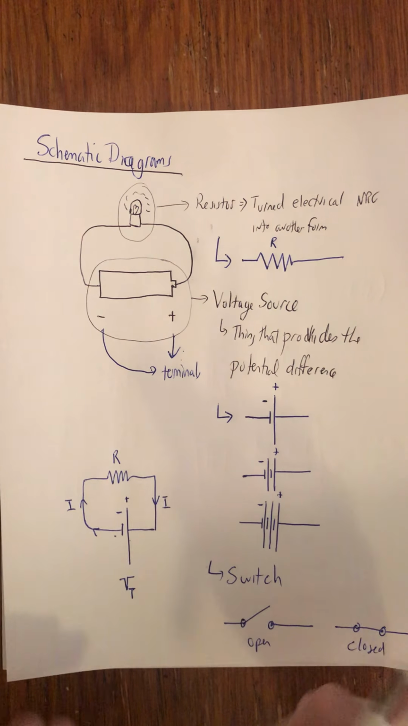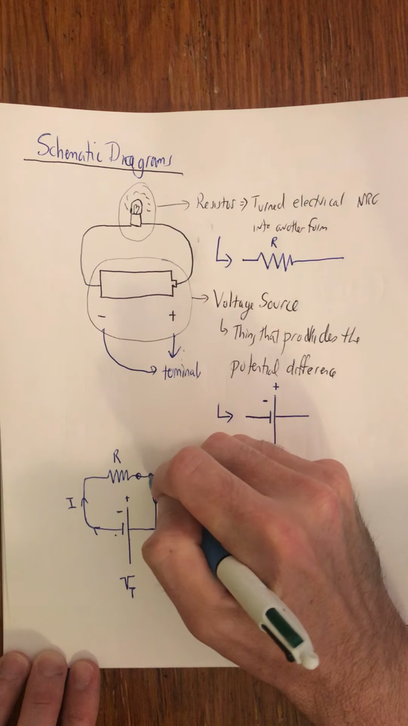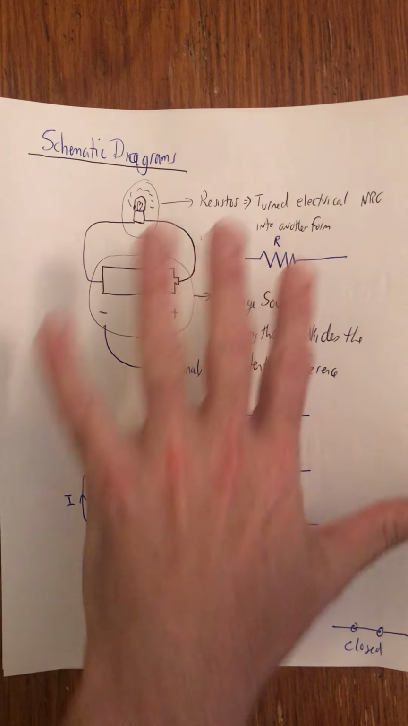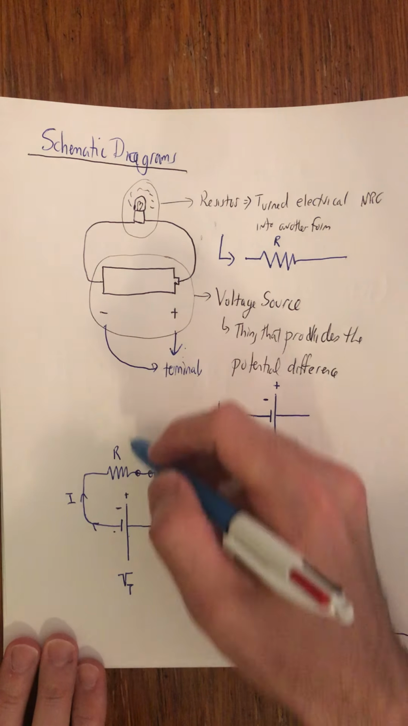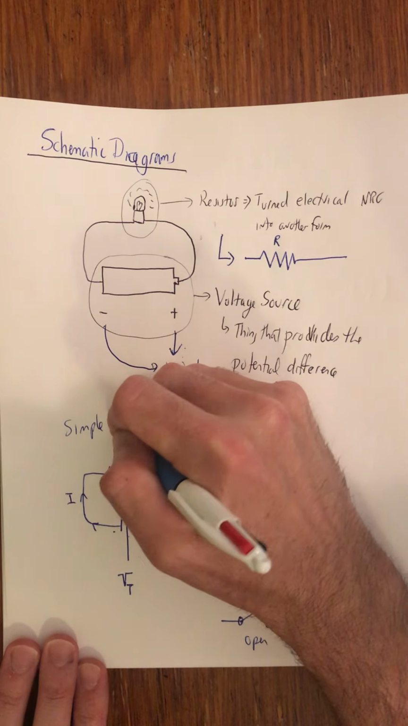So if I put a switch into this, maybe I have a switch that's right here. That would be a closed switch. And if I open it, you know what happens. It's like turning on and off a light. So these are going to be our common schematic diagrams. This is the schematic diagram for what's known as a simple circuit.